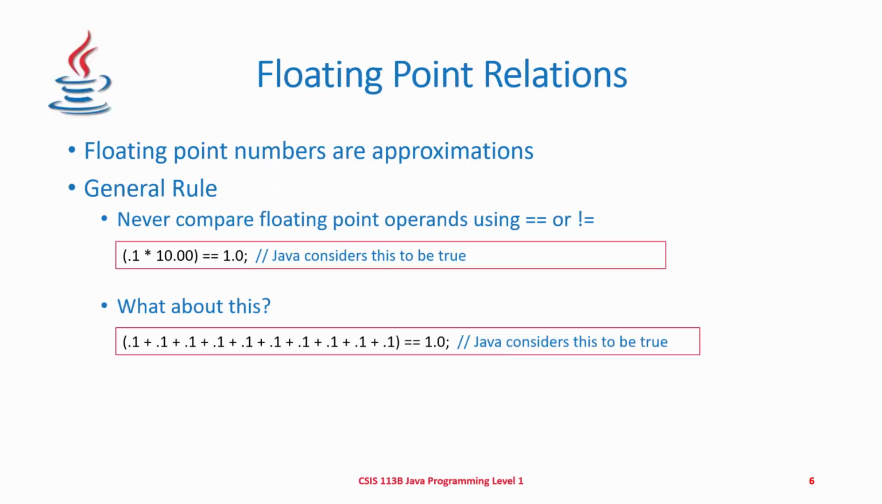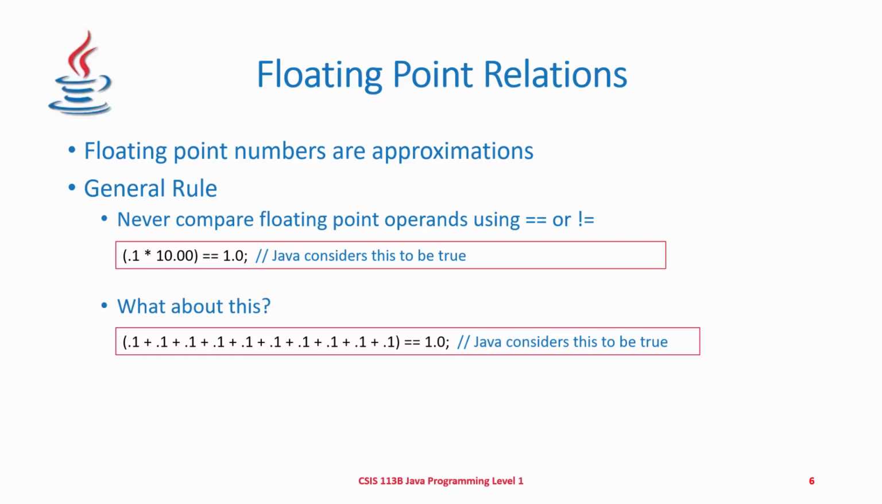Here we're talking a little bit about the floating point relations. Floating point numbers are approximations. They're not the exact number that you might expect them to be. So there's a general rule that you really should never compare floating point operands using the equals or not equals operators. A couple of examples for you. You can see we have 0.1 times 10, and then comparing that to the value of 1, Java would consider that to be true.